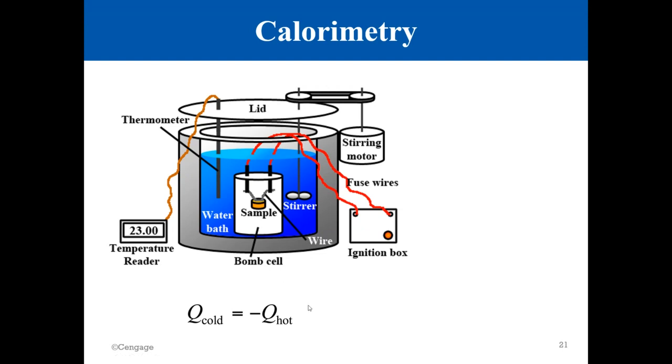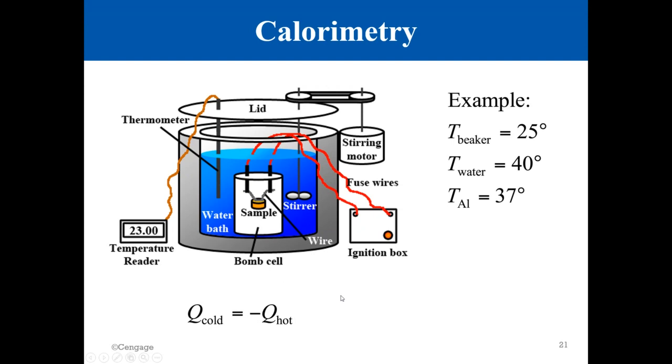That is to say, the heat lost by the hot object is equal to the heat gained by the cold object. Okay? So if you add the heat lost to the heat gained by the cold object, they should add to zero. What remains is just to calculate Q hot and Q cold for the various components of the system.